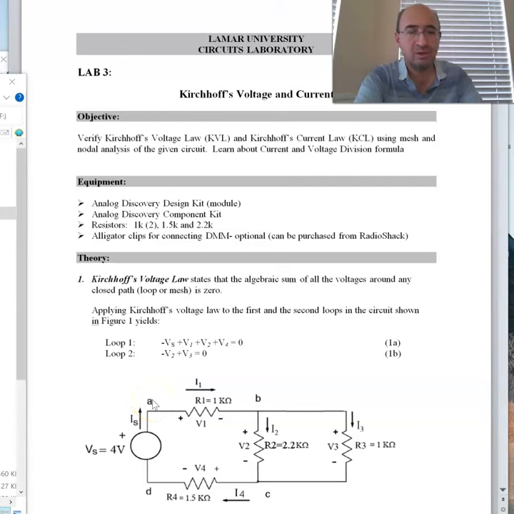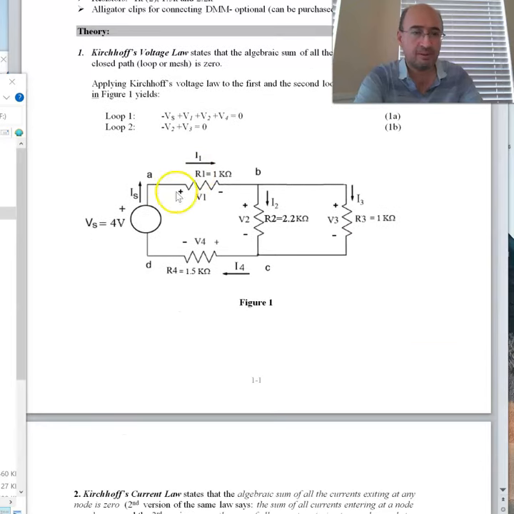Hello everyone. In this lab, we will verify Kirchhoff's voltage and current laws using experimentation, using Analog Discovery. Now this is the circuitry you will work on establishing the KVL. KVL says the sum of voltages around a loop equals 0. So you have to verify equations 1 and 2.